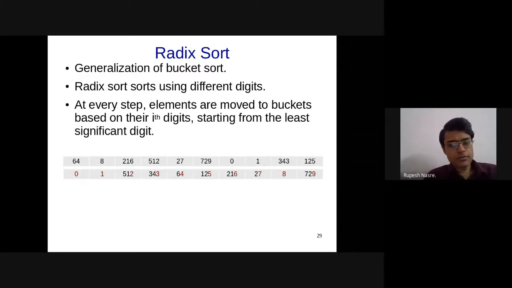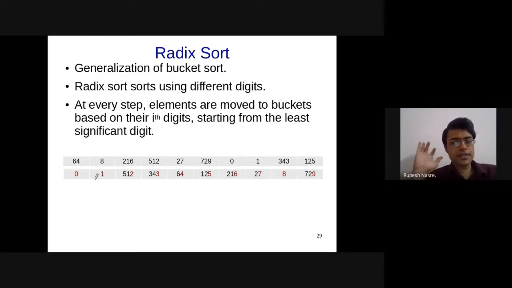Okay, so what we are going to do is that in the first iteration we are just going to look at the least significant digit, which is marked as red or brown, and therefore I'm going to push these elements into their appropriate buckets, right? This is not sorted, definitely, but this is sorted if you look at only the least significant digit. Okay, so let's say that is iteration number 1.